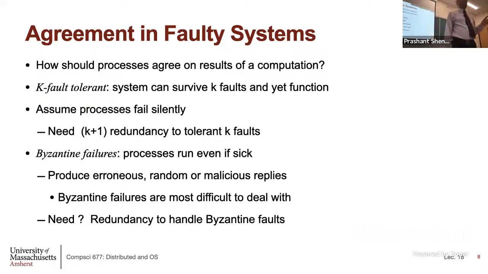Now let's take the other case, which is Byzantine fault tolerance. In Byzantine fault tolerance, processes can continue to run even if they are faulty. So now if you want to tolerate k faults, it's not adequate to just have k plus 1 replicas because you don't know whether a process is faulty or not. In crash fault tolerance, you know a process is not working because it has crashed, not producing output.